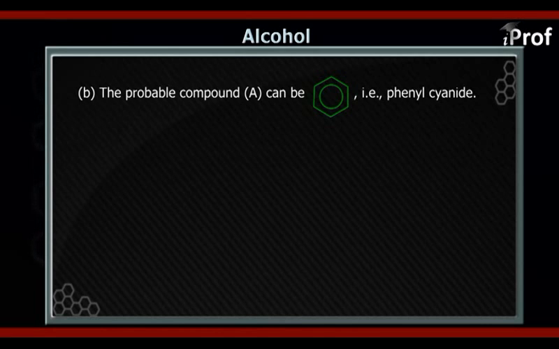Now using this information, what we have got is C7H5N. Now using this molecular formula, you cannot directly say what the structure of this will be. What will be the structure of C7H5N?